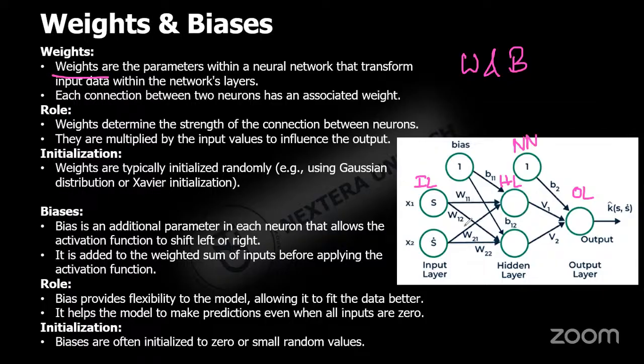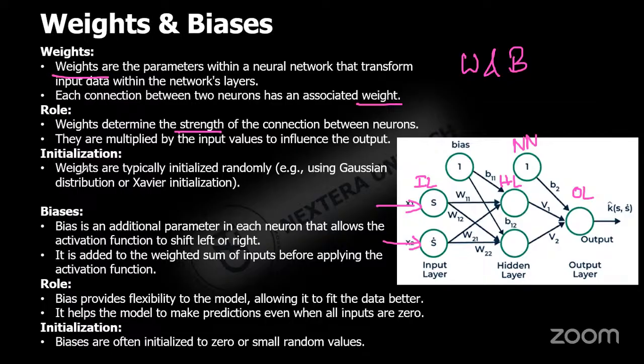Okay, they are actually helping us to transform the input data, whatever input that we pass. The weights are transforming the input values and carrying them to the next layers. Between two neurons, if there is a connection, for sure it will be associated with a weight. What is the role of weights? They determine the strength of the connection between neurons.